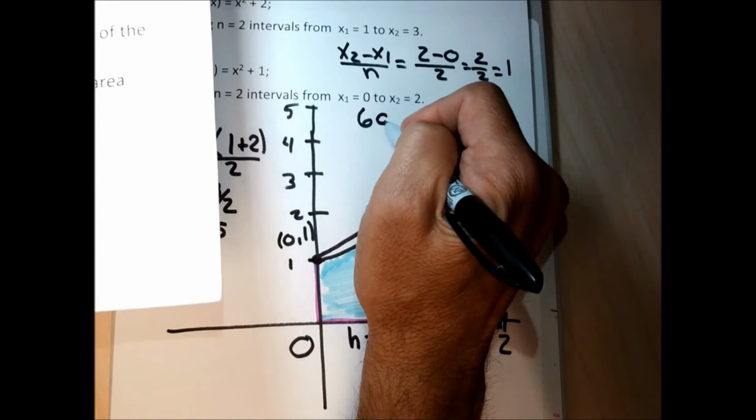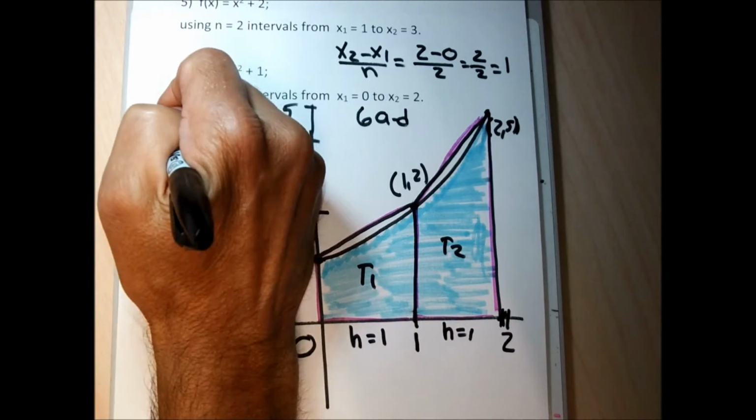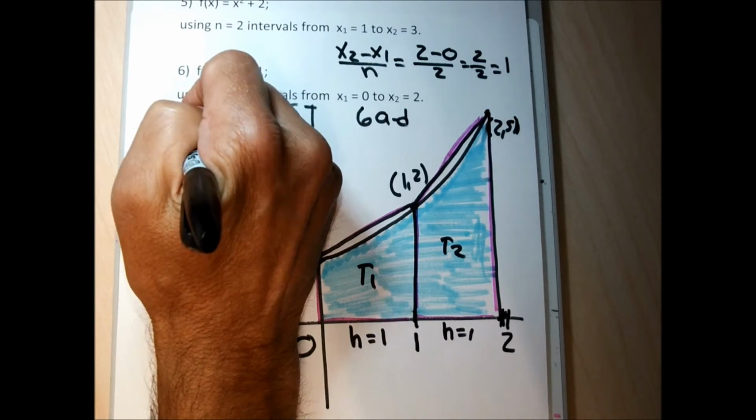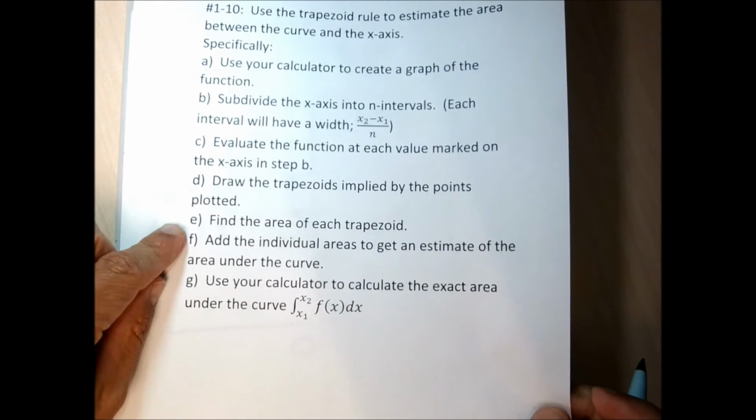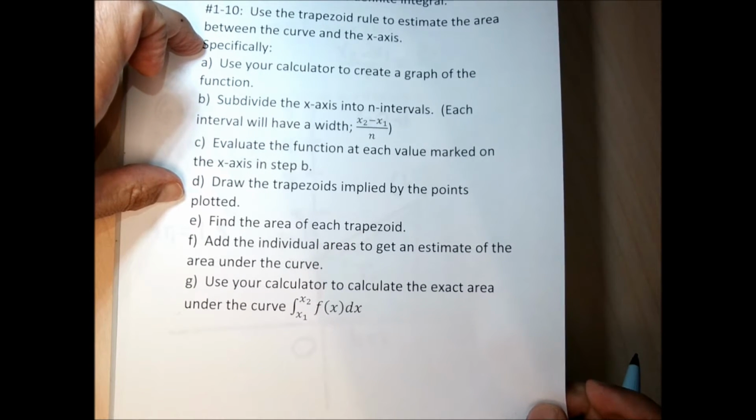6A through D are just drawn right on the trapezoid, and this is part F. Or E, should I say. E is finding the area of each trapezoid. So A through D I show all on the graph. I don't show any side work for it. E I do off to the side.